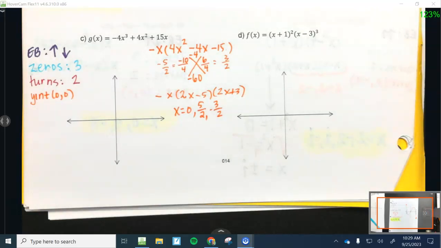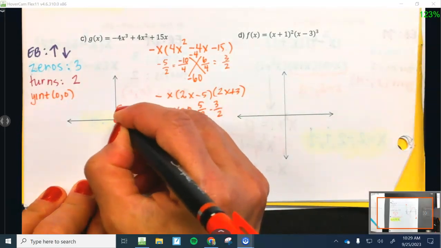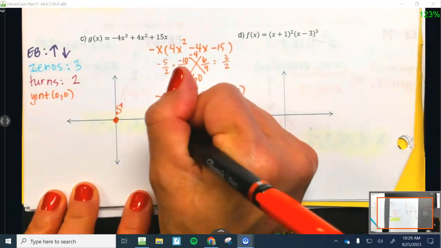Any questions on this factoring? They all had an exponent of 1. I don't have any multiplicities shown in parentheses. Let's plot these dots on the x-axis. They all are going to have straight through behavior.